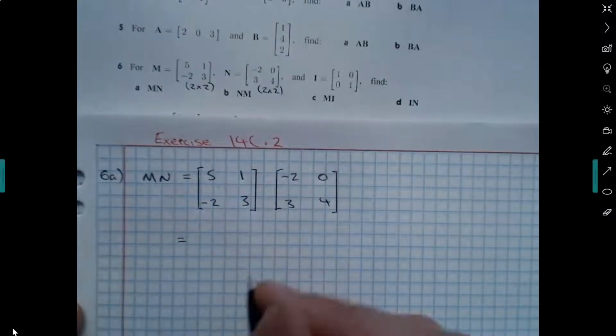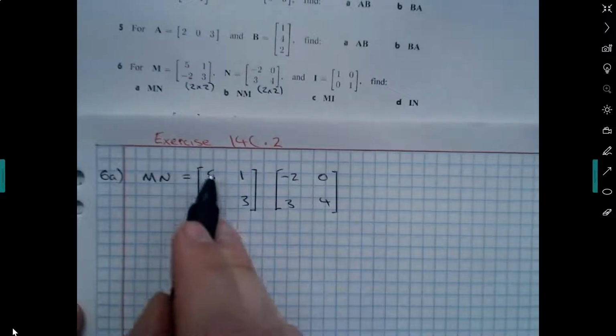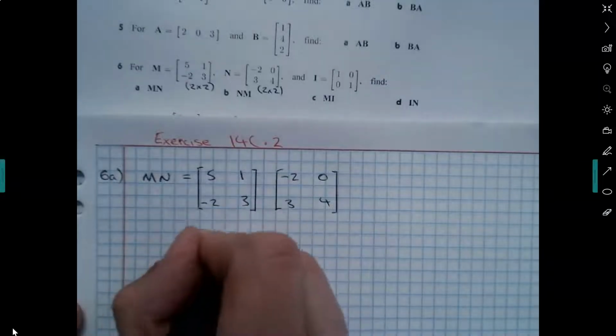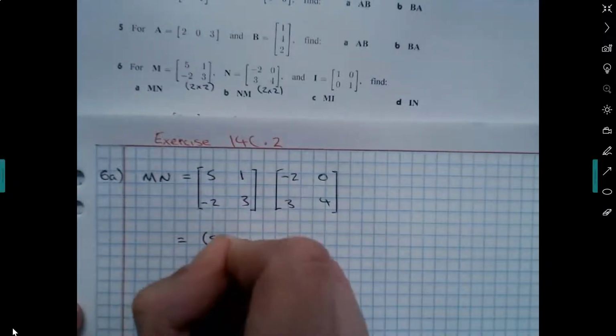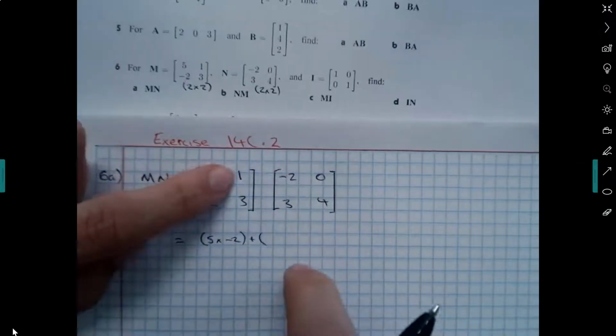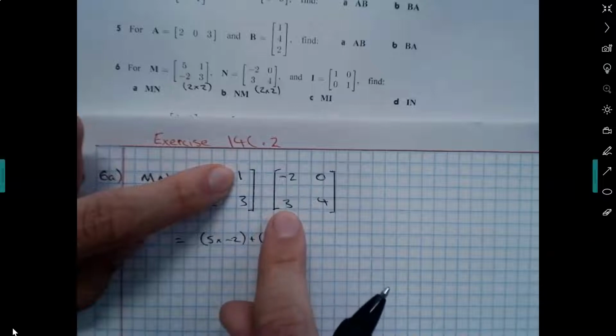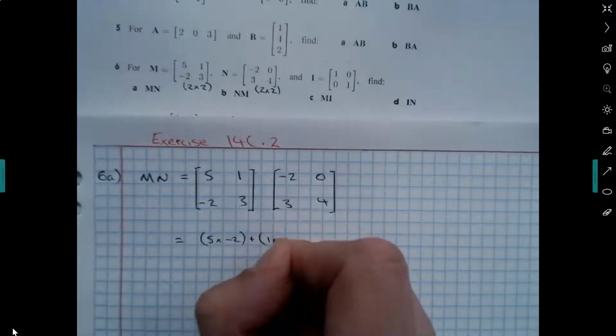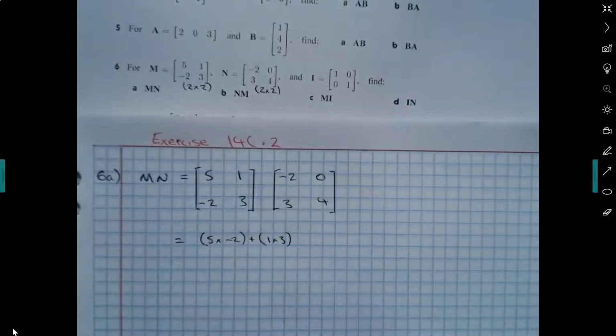So we start off by going this value here multiplied by that value there. So 5 times negative 2 plus that value there multiplied by that value there, 1 times 3. And that tells us our first component of that matrix. So that there will be our first number.